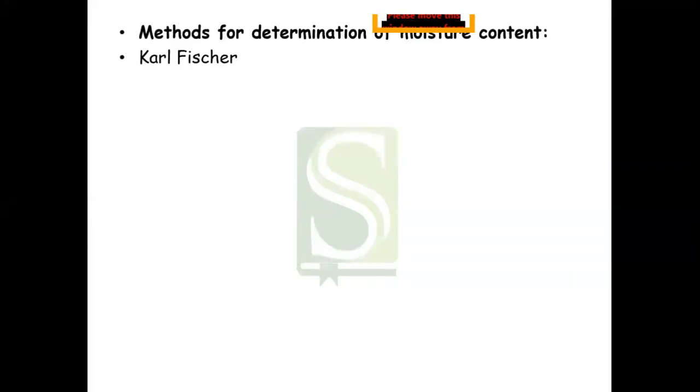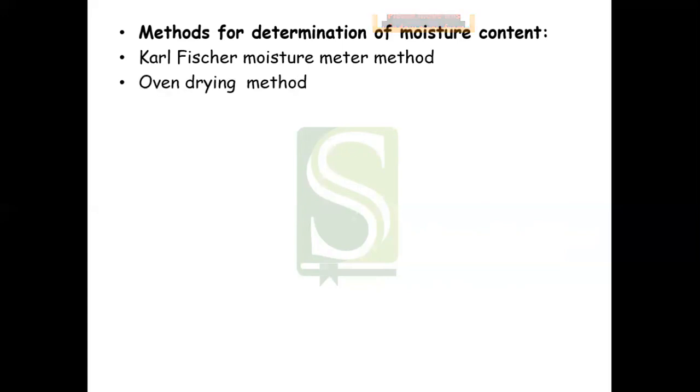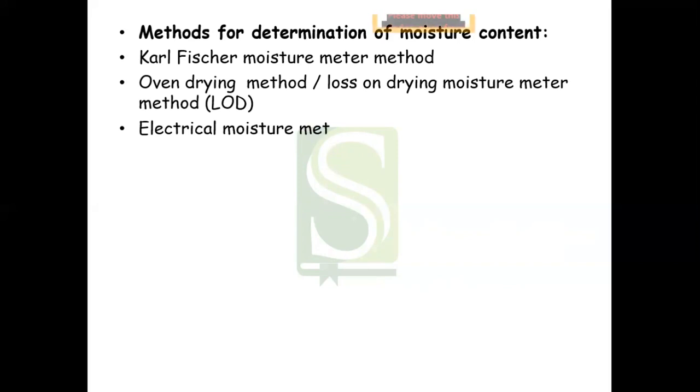Now let us see what are the different methods for determination of moisture content. The first method, and a very commonly used method, is the Karl Fischer moisture meter method. Next is the oven drying method, or loss on drying moisture meter method, which is LOD obviously.